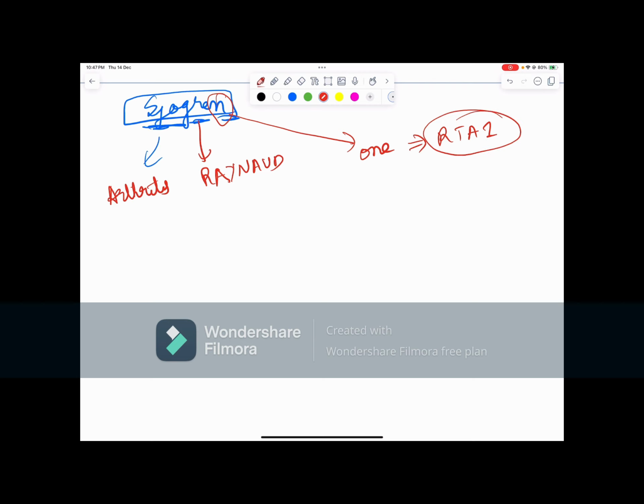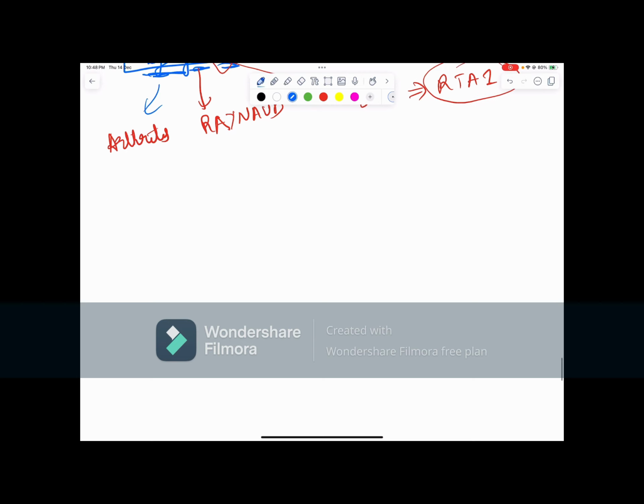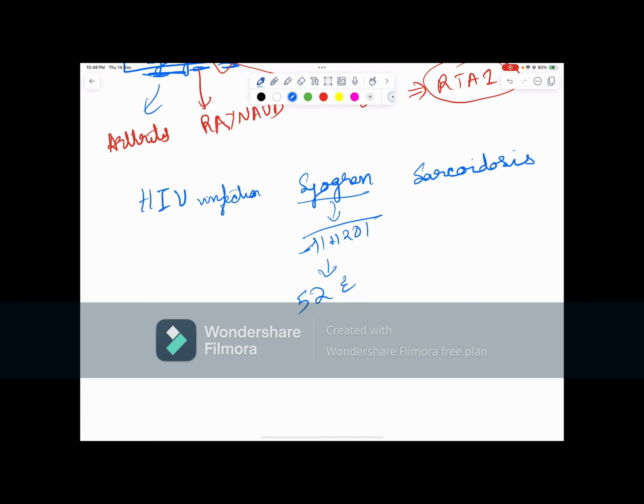So now we go for the differential diagnosis of Sjogren syndrome. Sjogren syndrome often presents with bilateral parotid enlargement, and the different DDs are HIV infection, Sjogren syndrome, and sarcoidosis. So remember that in Sjogren, something that is Jagran, the 52 weeks part. If you have remembered that, this is something that is done. So if you remember this much, I guarantee you that you will remember Sjogren syndrome.